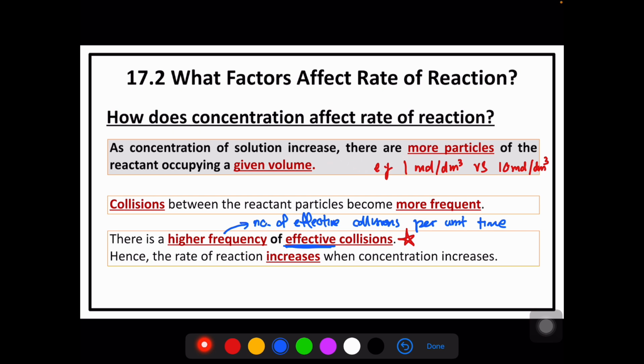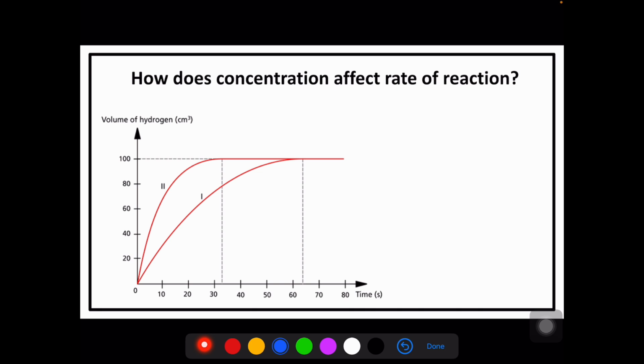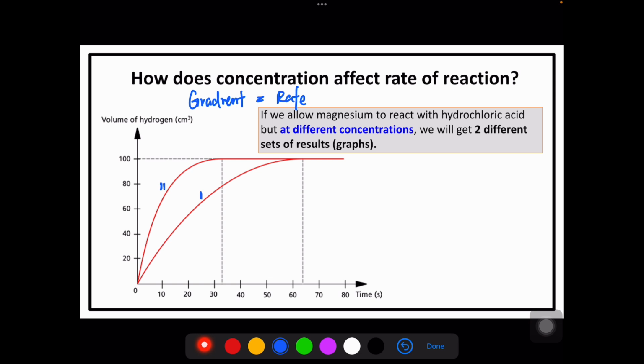Now, when we understand this concept of how concentration affects rate, let's take a look at the graphing. How does the graph actually look like? Now, in the context of a graph, how we actually determine the rate of reaction depends a lot on the gradient. So the gradient of a graph actually allows us to see the rate of the reaction. So over here, you have two graphs being shown for you. One is graph 1, labeled with 1, and then there's a graph 2, labeled with 2.